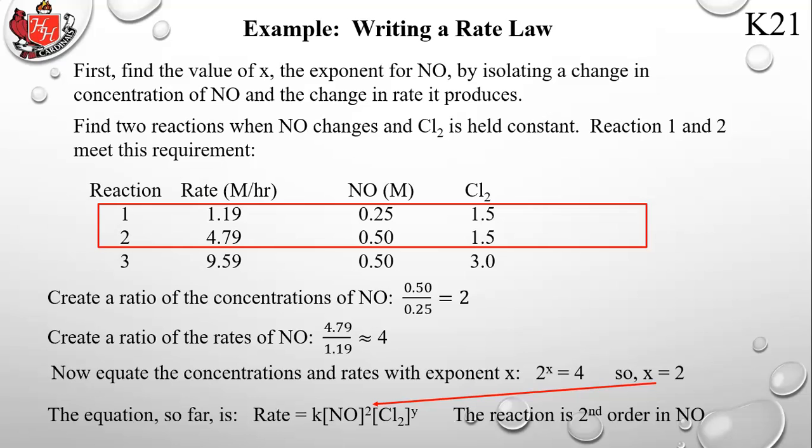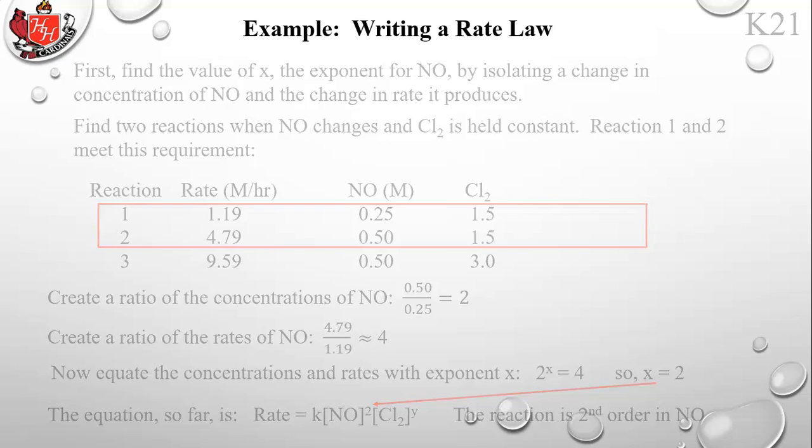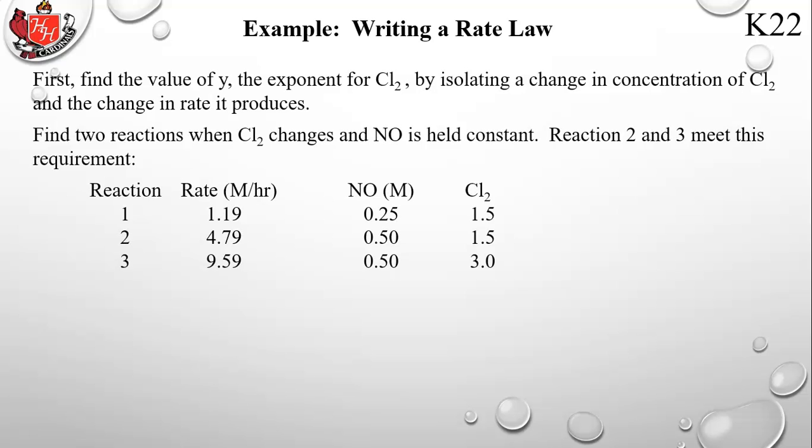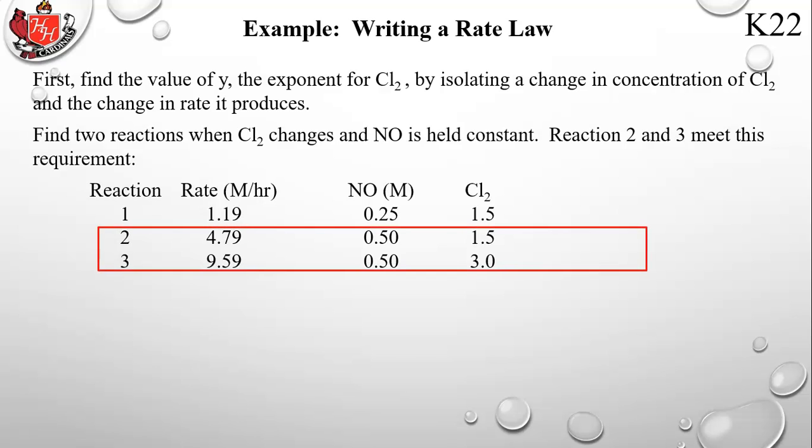Now we're going to do the same thing to figure out what the y value is, the y exponent for Cl2. So we need to find two reactions where NO is held constant. And that would be reactions number 2 and 3. You see that it stays at 0.5 in both of those reactions. So what we want to analyze is the effect that the change in Cl2 has on the rate.